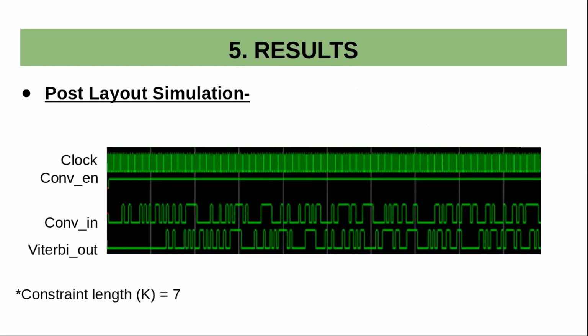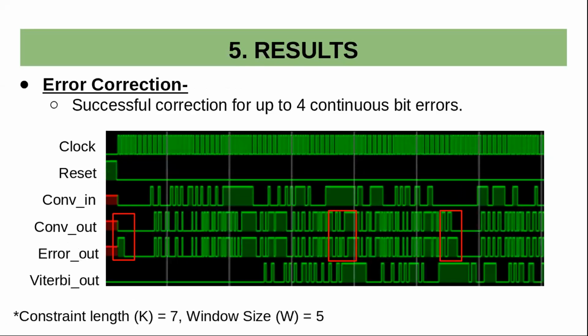Coming to the results of our work carried out, this is the post layout simulation. As we can see, the Viterbi output is just a delayed version of the convolution encoder input, proving that our decoding logic is correct. The next is the error correction.